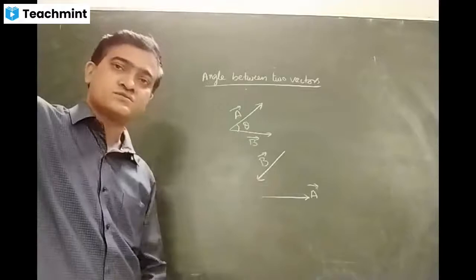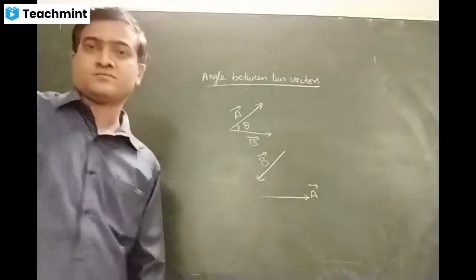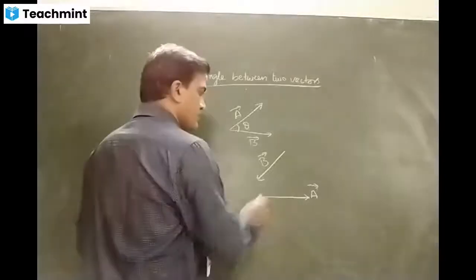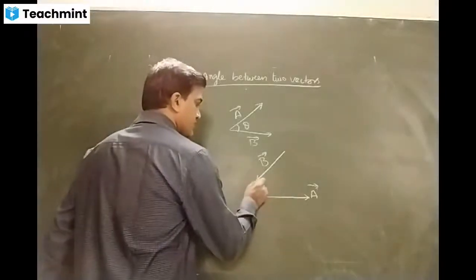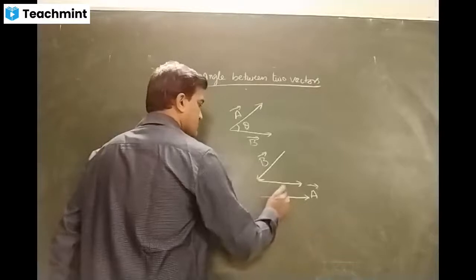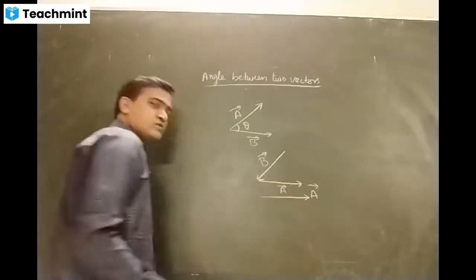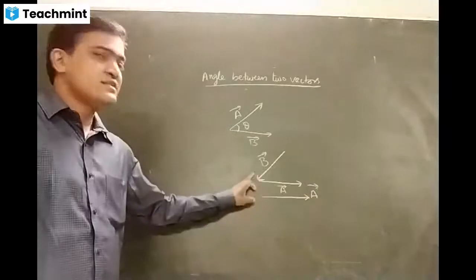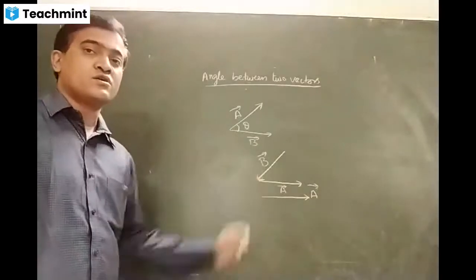Student: Moving A bar parallel, sir. Moving A bar parallel. Okay, let me move A bar parallel like this. Let me take this as A bar. But now if you look at the diagram carefully, both the tails are not joining or coinciding.